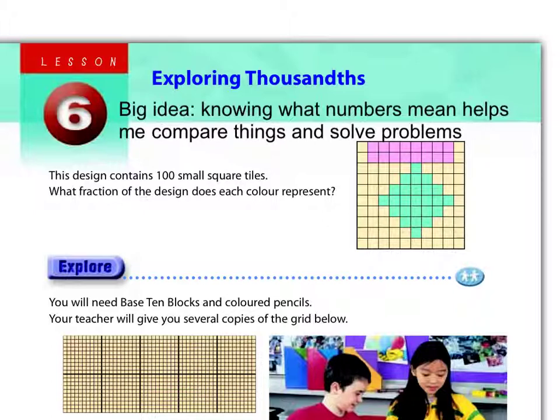Right, we are going to continue with our big idea. Knowing what numbers mean helps me to compare things and solve problems. Today we're going to be working with thousands, looking at decimal numbers that go into the thousands. So let's take a look.